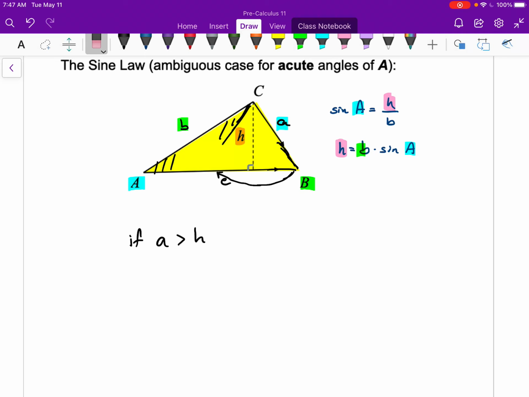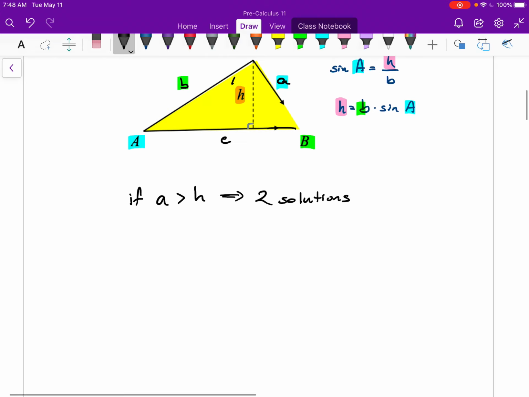Anytime we have a setup where we know angle A and we know side b, and side a is more than the height, there are two possibilities here. So we say there are two solutions. What if a is exactly the same as the height? Well, then this side must be going straight down, which means it's a right triangle, which means there's one solution. There's only one possibility.